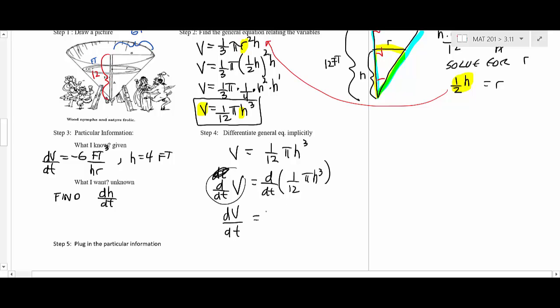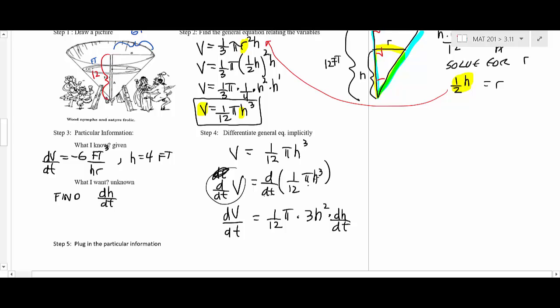Okay. Now what's this derivative? Well, you got a constant. You got 1/12. Pi's a constant. Pull it out. And then you're doing the derivative of h to the third. So how are you going to write that? 3h squared times dH over dt. See? Variables don't match. Implicit differentiation, you got to write dH over dt.